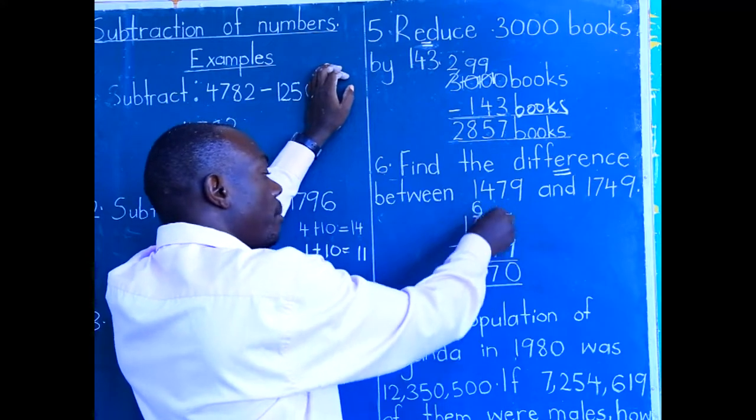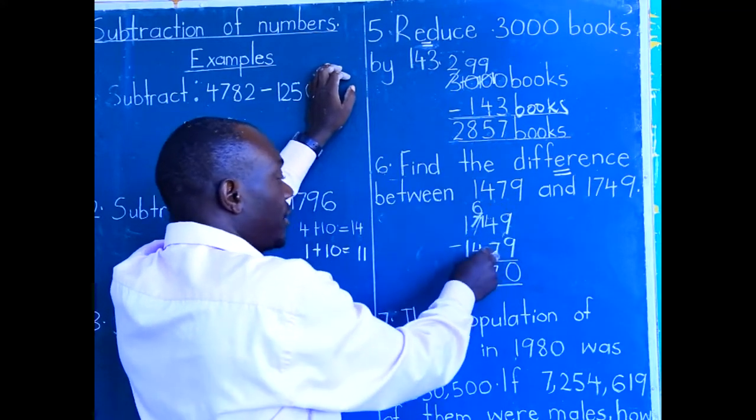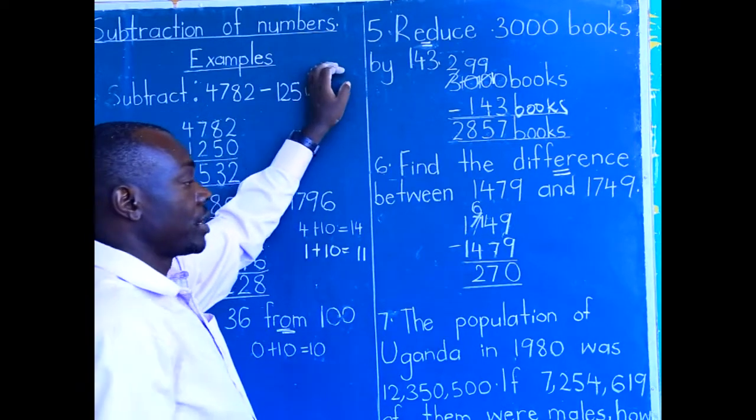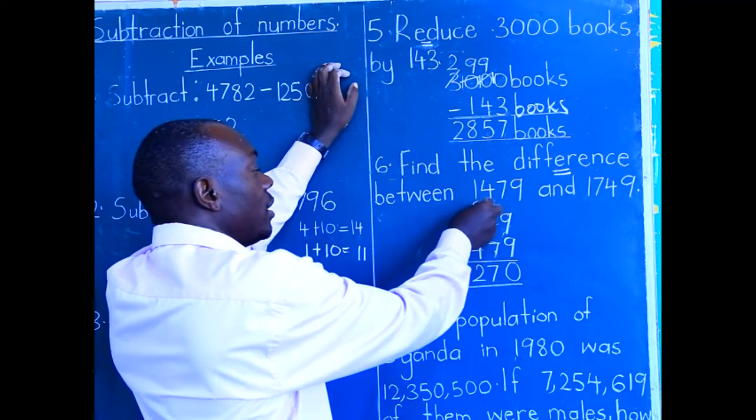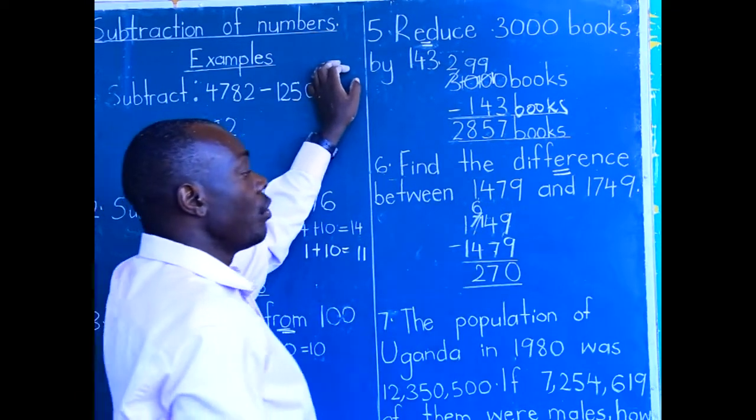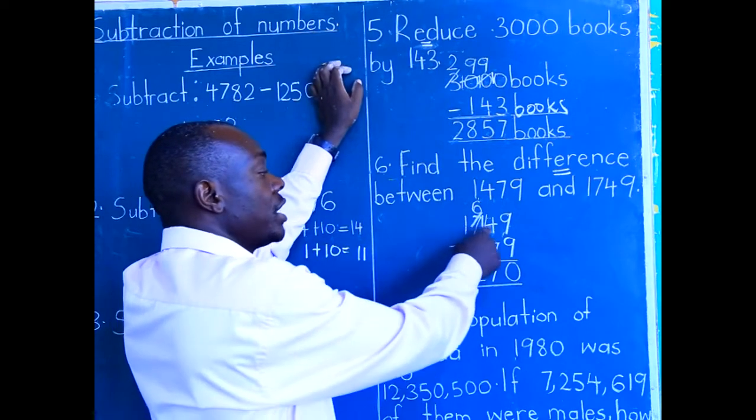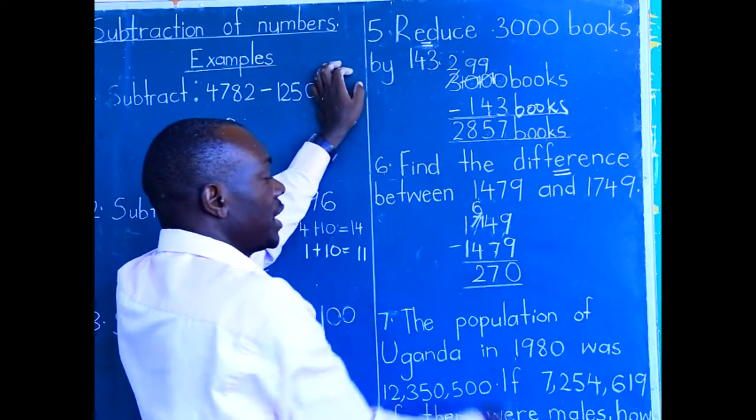And now 4 minus 7. Get to know that 4 being less, it necessitates borrowing from 7. When you borrow 1 from 7, you remain with 6. What you have borrowed is equal to 10. Now 10 plus 4, you get 14. Now 14 minus 7, you get 7.